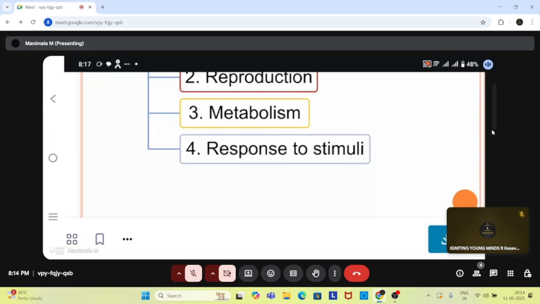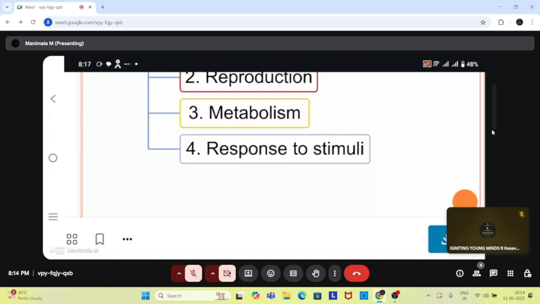And we have a well-developed nervous system, that is brain and spinal cord. What are the three nervous systems present in our body? The central nervous system, the peripheral nervous system and the autonomic nervous system. Then how does the plant respond to stimuli?